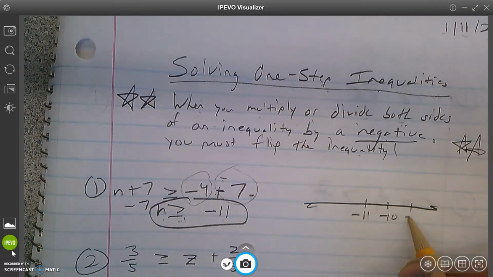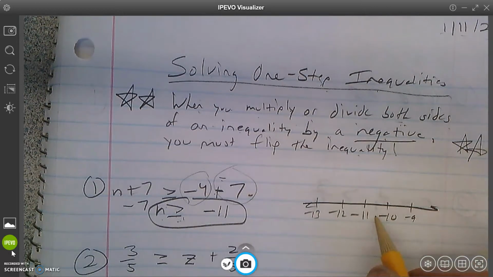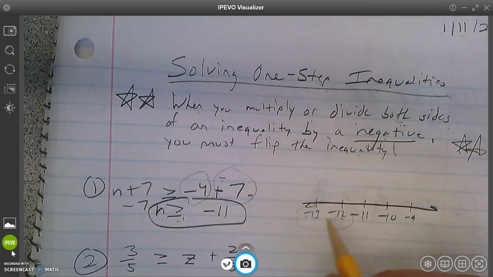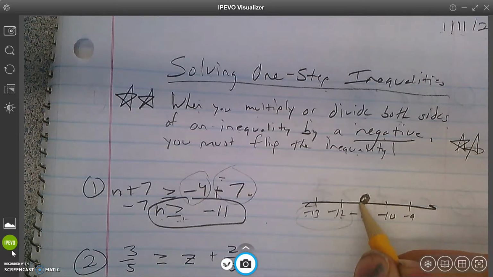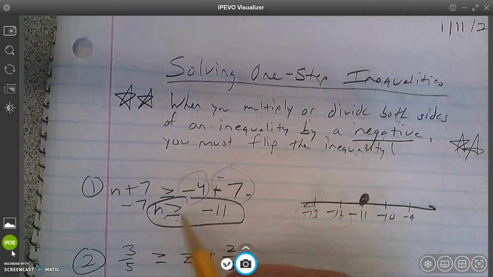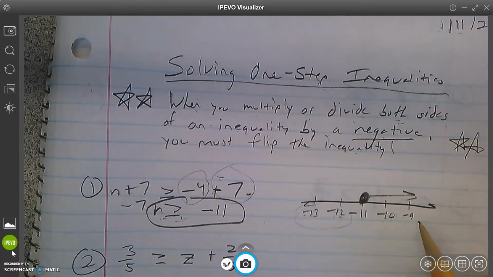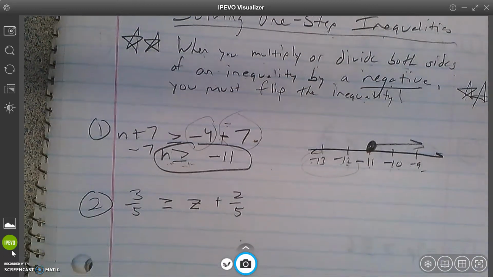So -10, -9, -12, -13. Make sure you have this in the correct order because these are less, because I'd rather owe $11 than owe $12. These are worse than that. So this is greater than or equal to. So -11 is a solution because it's equal to -11, and then greater than is that way. So -10 is a solution, -9, etc. Cool. All right, let's try this one.